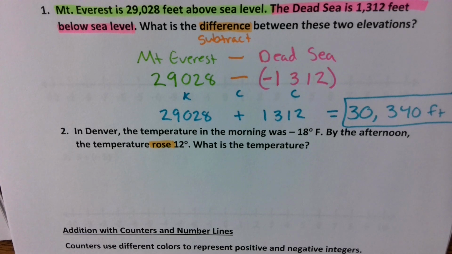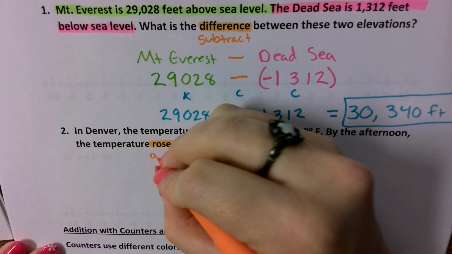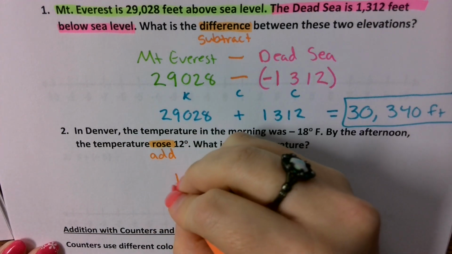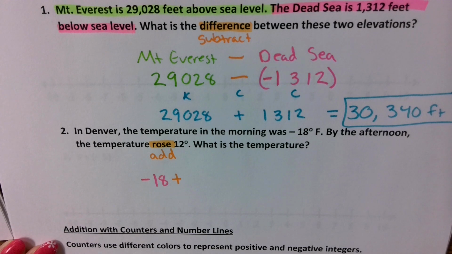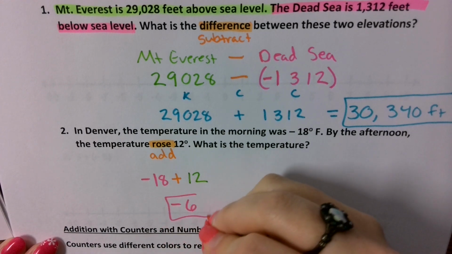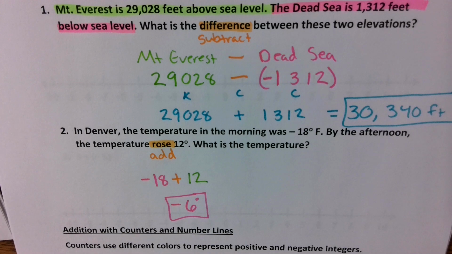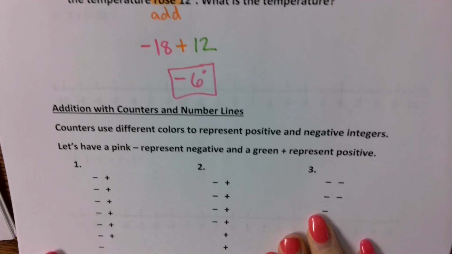Some of those positive vocabulary terms from yesterday could indicate that it's an addition problem. Some of those negative terms from yesterday could indicate that it's a subtraction problem. So just be aware of whether they are focusing on it as an integer or as an operation. Rose means that you are going to be adding your values. So we are going to take the 2 temperatures. The starting temperature was negative 18, and then it rose 12 degrees. So negative 18 plus 12, and that's going to come out to negative 6 degrees.